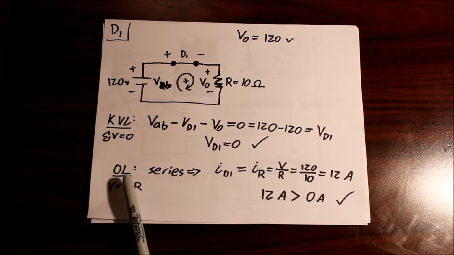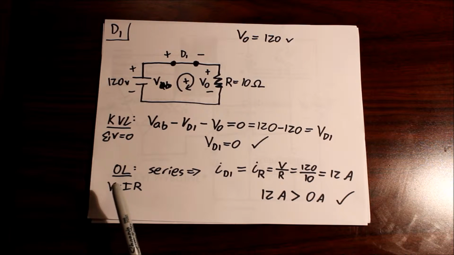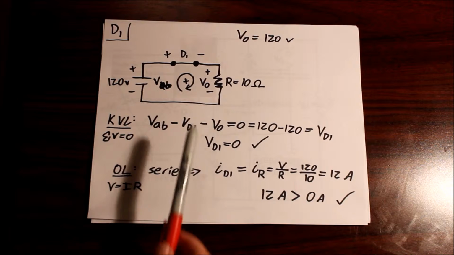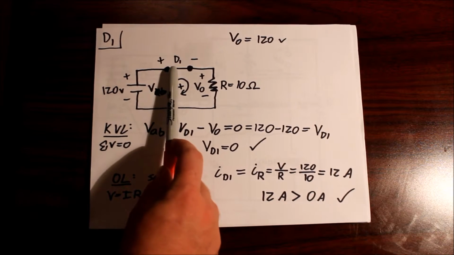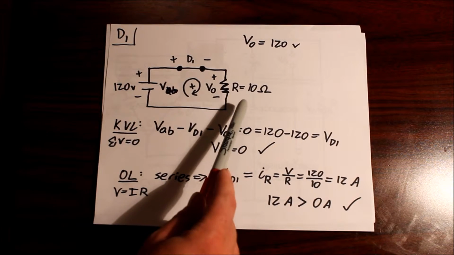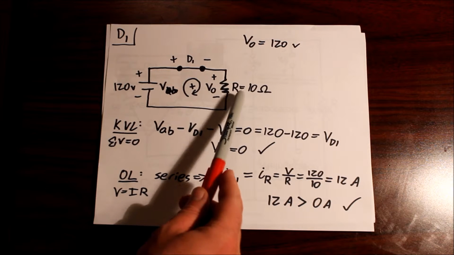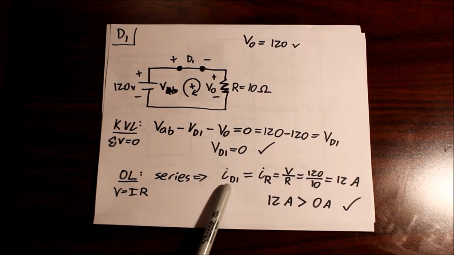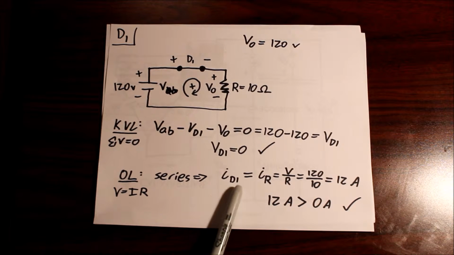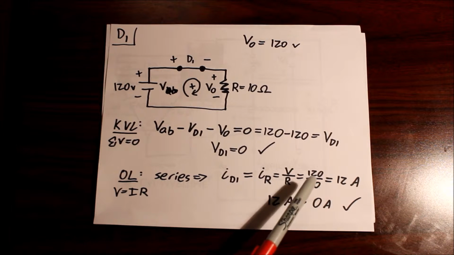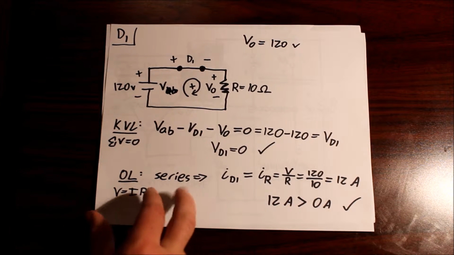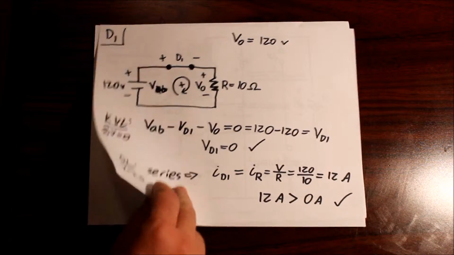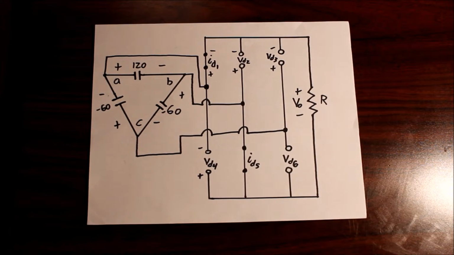Next we're going to do an Ohm's law. So V equals IR. Now because they're in series, we know that the current flowing through diode 1 will be equal to the current flowing through the resistor. So current D1 will be equal to IR, which equals V over R, which equals 12, which is greater than 0. So check, we can move on. Diode 1 has been taken care of.